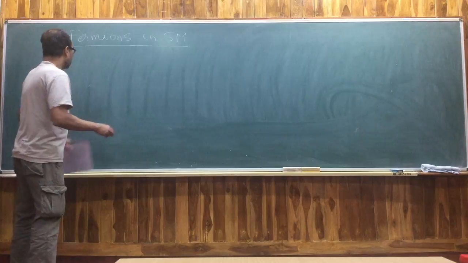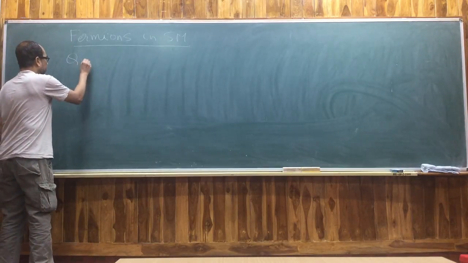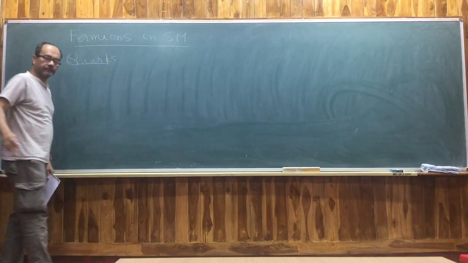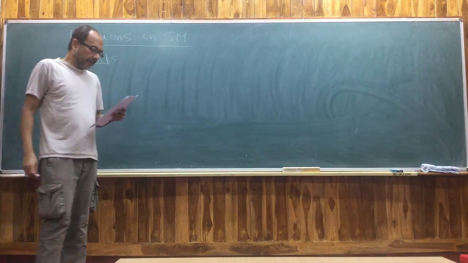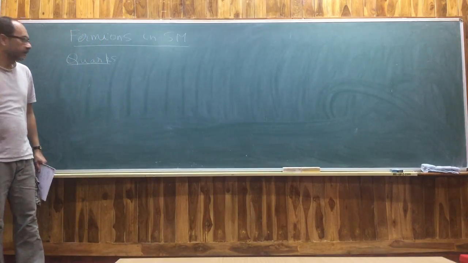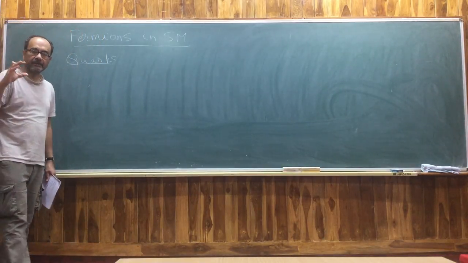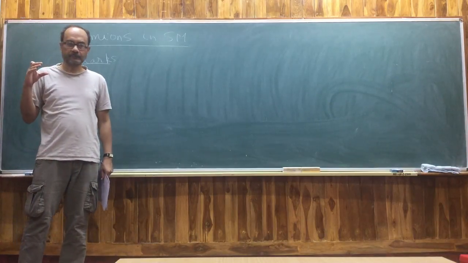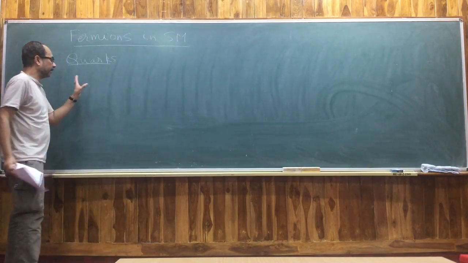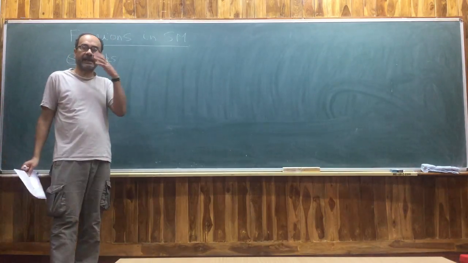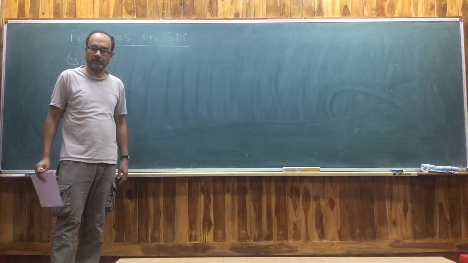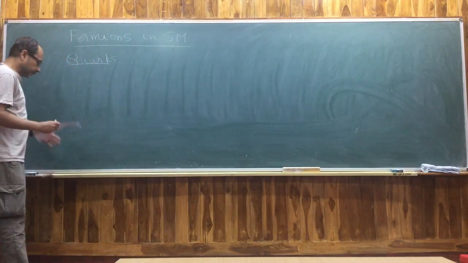Okay, so let me begin by writing down the quark sector. I'll first describe the first quark doublet, which involves an up quark and a down quark. So let me write down the actual field content, and then I'll try to justify, or at least give you some intuitive ideas on how one arrives at those postulates.